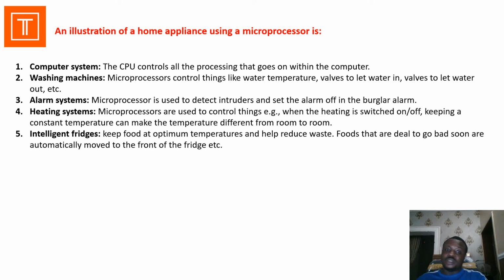Heating system: processors are used to control things, for example, when the heat is switched on and off, and to keep a constant temperature, and can make use of temperature differences from room to room. Intelligent fridge: keeps the food at optimal temperature and helps to reduce waste. Food that is about to go bad soon is automatically moved to the front of the fridge.